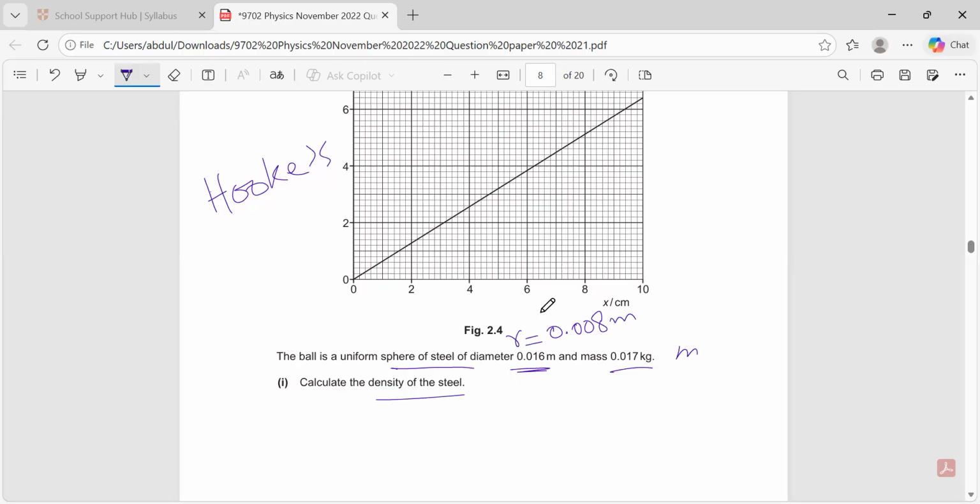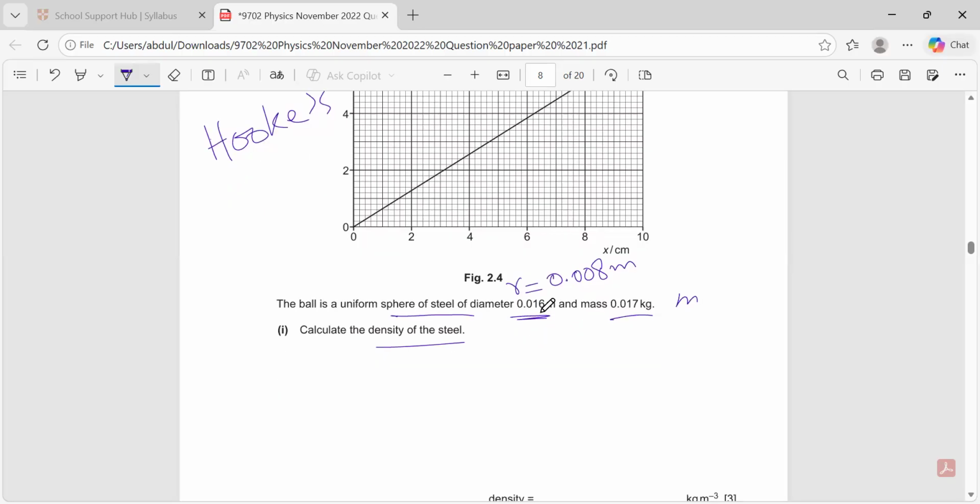They want what? The density of the steel. Now, my dear friends, density, we know that is equal to mass over volume. Mass is there, volume is not there. Let's calculate first the volume, and this is a sphere. So the volume of the sphere formula you must be remembering all the time, 4 by 3 pi r cube.